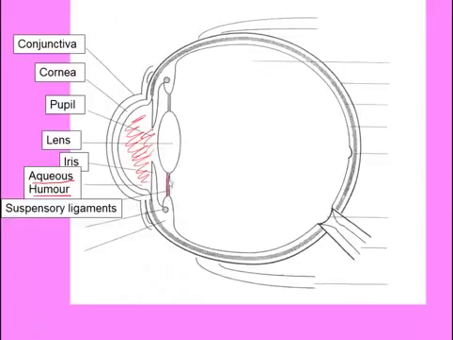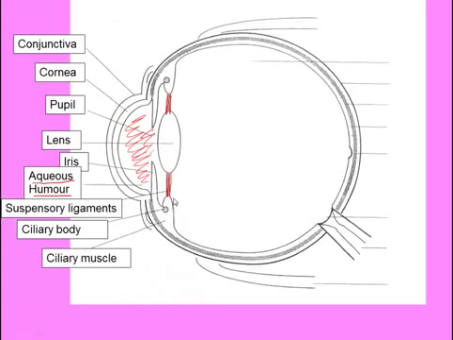The next layer, and these are the suspensory ligaments. The suspensory ligaments have the function of gripping onto the lens. And here we have the ciliary body and ciliary muscle in this area here and here. These are involved in contracting to change the shape of the lens. We're not going to talk about focusing and accommodation in this video here, but let's just say that the ciliary body and muscle is involved in changing the shape of the lens in order to focus the light.